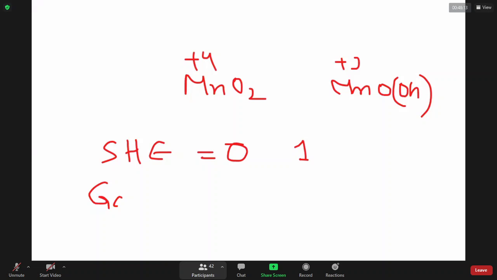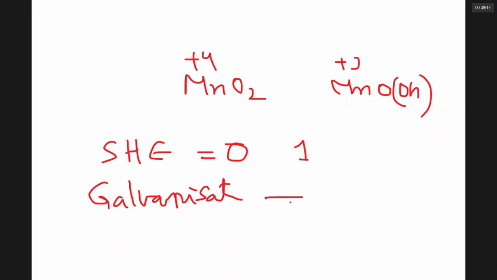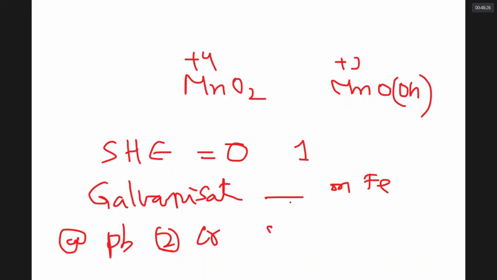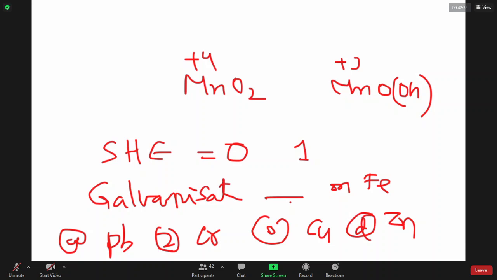Galvanization means applying a coat of dash on iron. First option is given as lead. Second option is given as chromium. Third option is given as copper. Fourth option is given as zinc. See, this takes just 2 seconds time. So don't be tensed out when you are solving problems. Their number is really less.